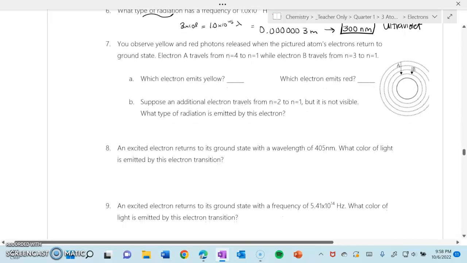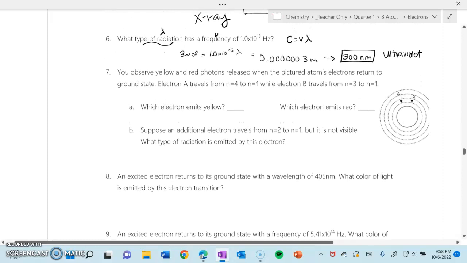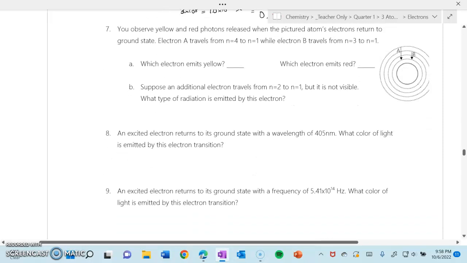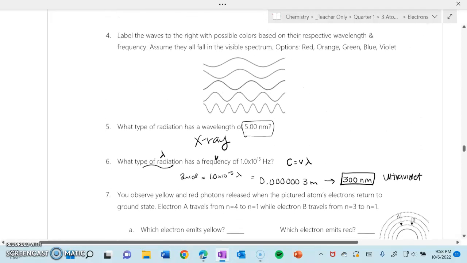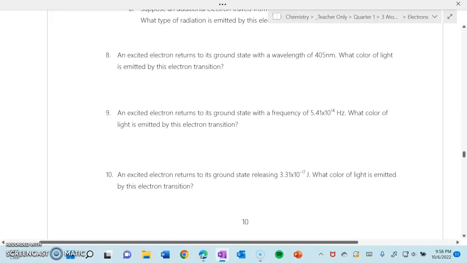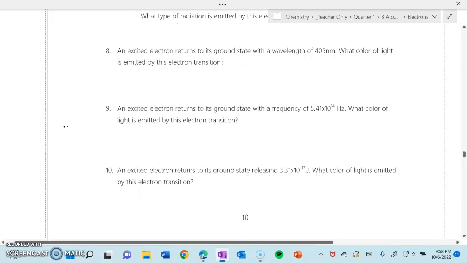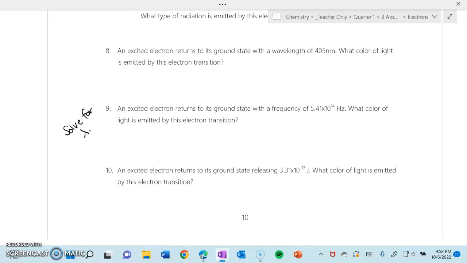Number 7 is a lot like questions that were in the emission absorption practice page on Monday. So I'm going to let you do that. And then 8, 9, and 10 are really similar to what we just did on 5 and 6. So you'll find wavelength, and then check it in the electromagnetic spectrum.